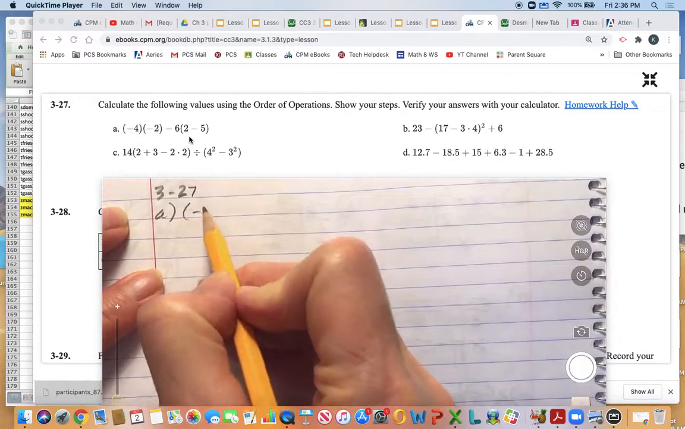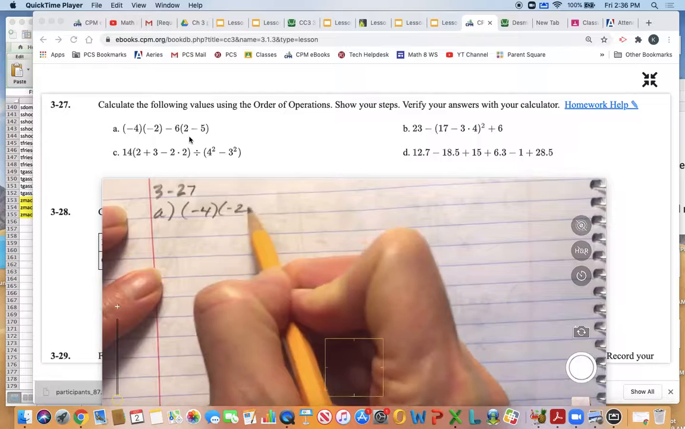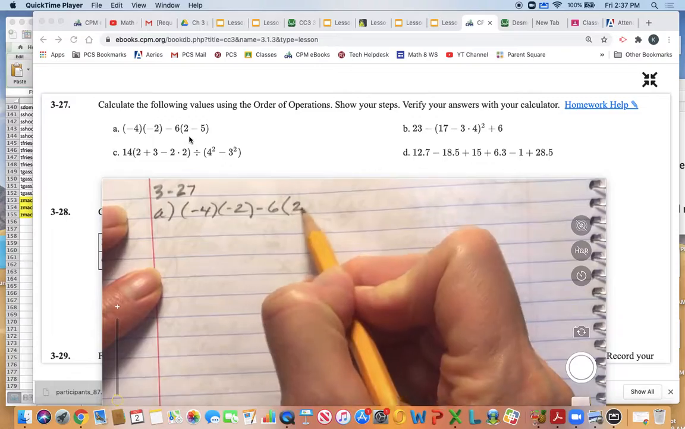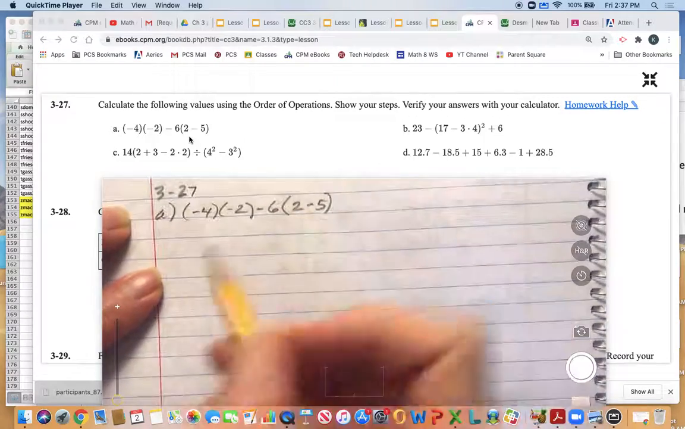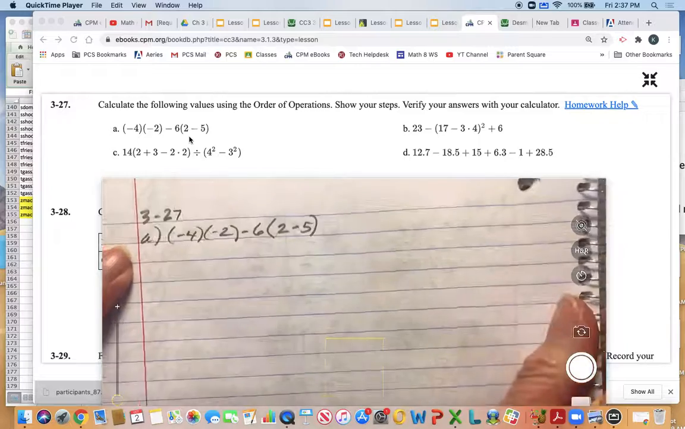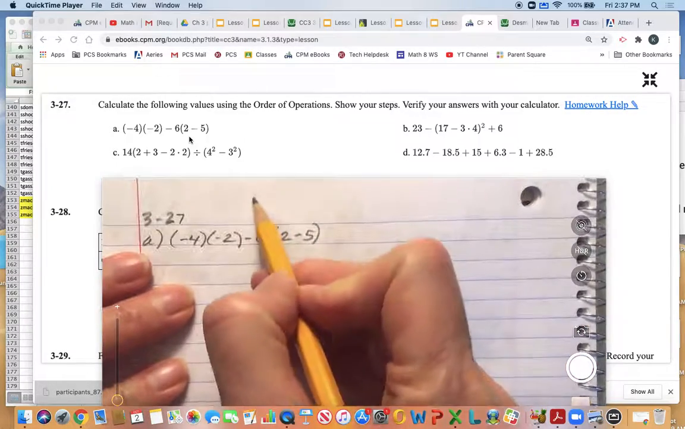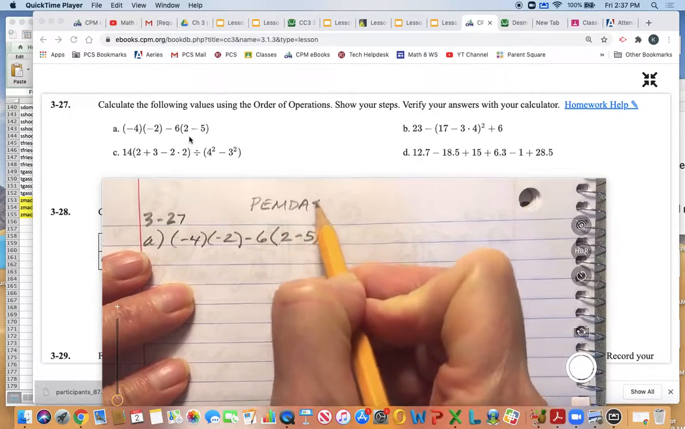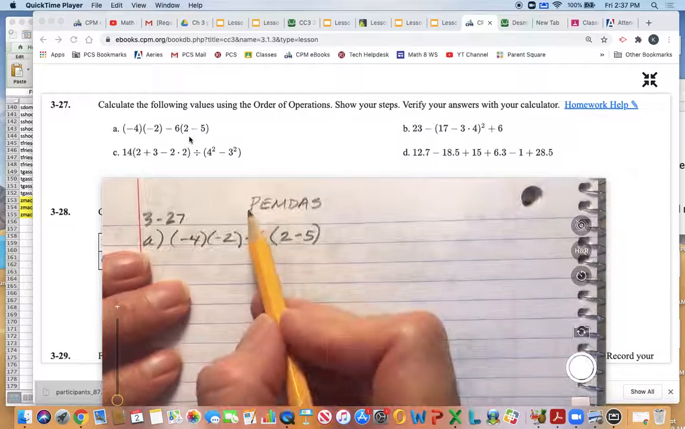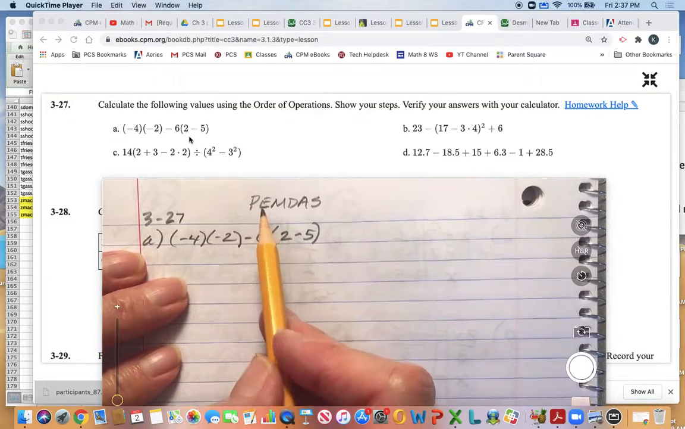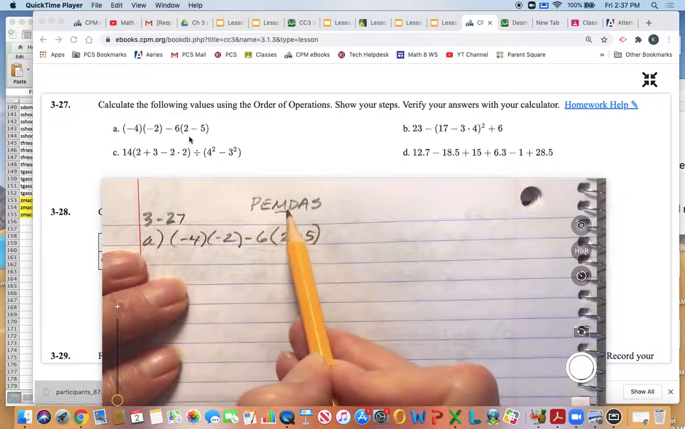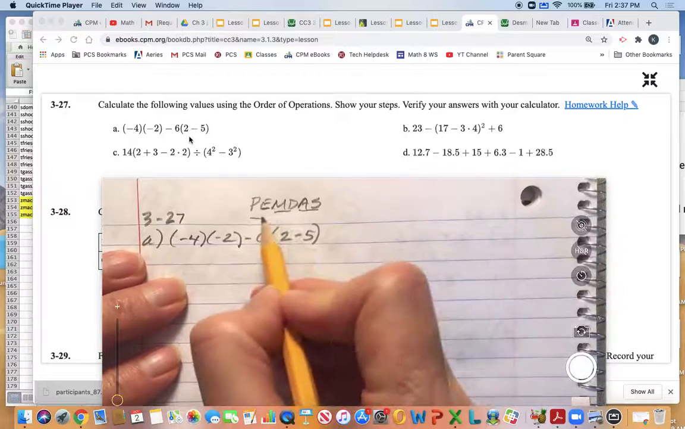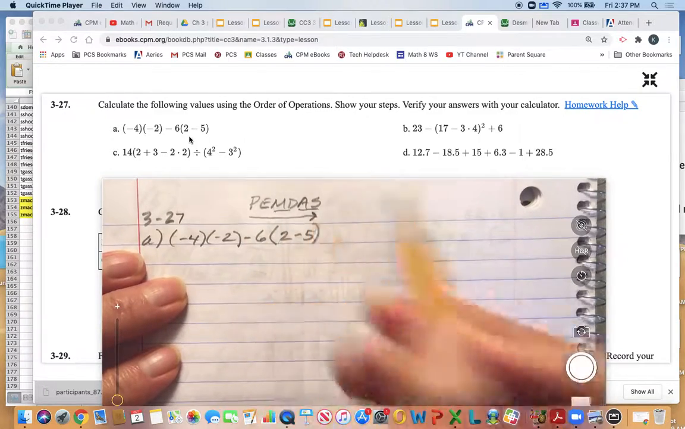So that's -4 times -2 minus 6, and then inside the parentheses, 2 minus 5. All right, so when we're doing these sorts of problems according to order of operations, it's often useful to write down PEMDAS because that helps us remember it's parentheses first, then exponents, then multiplication and division, and after that, addition and subtraction. And also, we go from left to right.